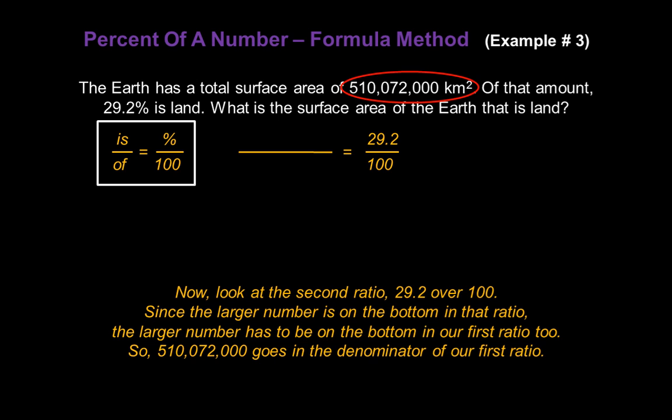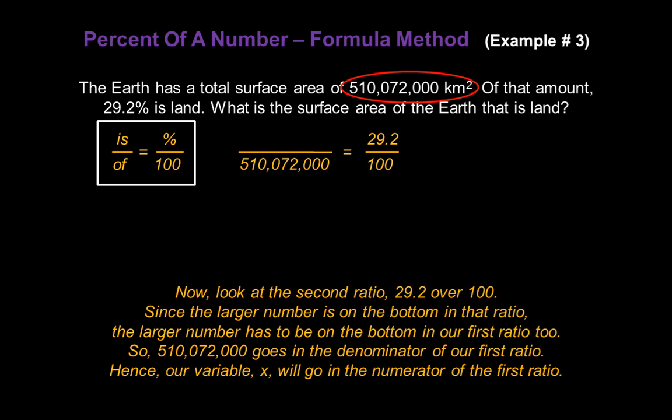So 510,072,000 is going to go in the denominator of our first ratio. That's how we know to set it up. Hence, our variable x will go in the numerator of the first ratio.